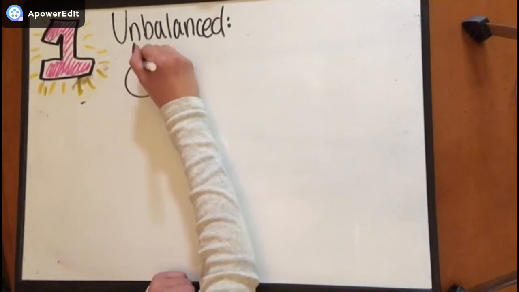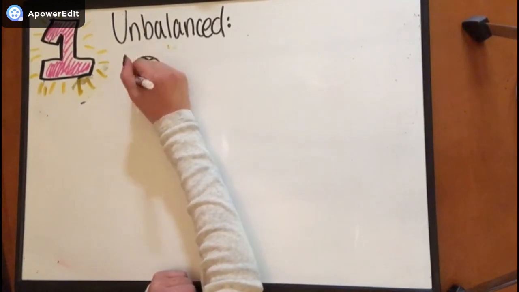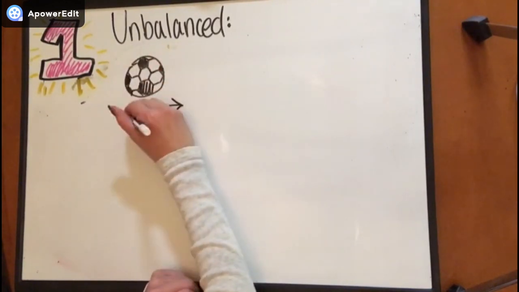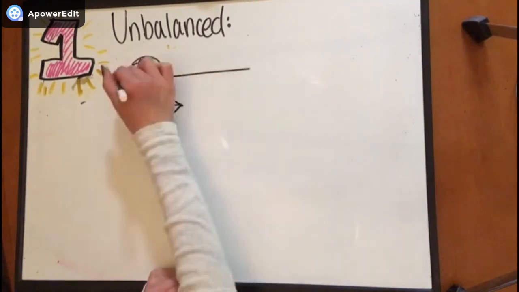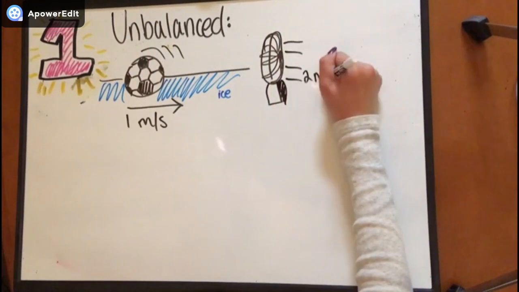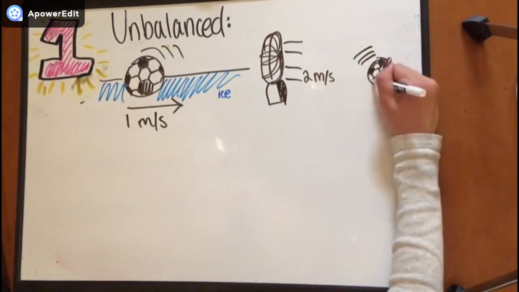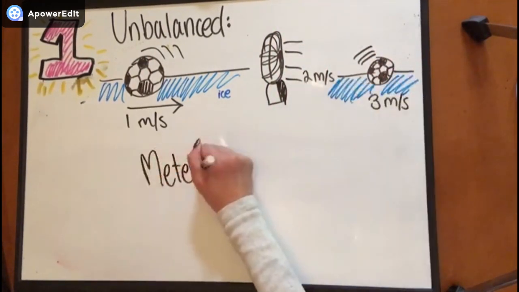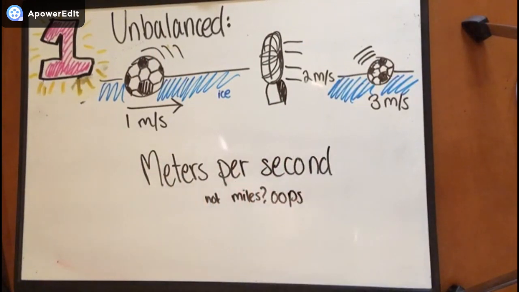Another example could be that a ball is rolling on a frictionless surface, which basically means that it won't stop due to the surface friction. The ball is going about 1 mile per second constantly, which is pretty fast. Then a fan is placed behind the ball, which increases it to 3 miles per second.